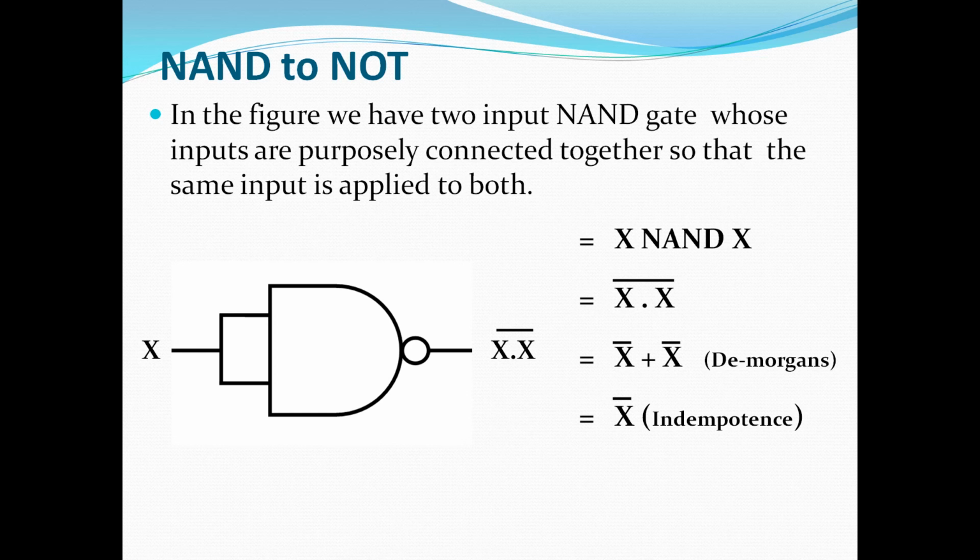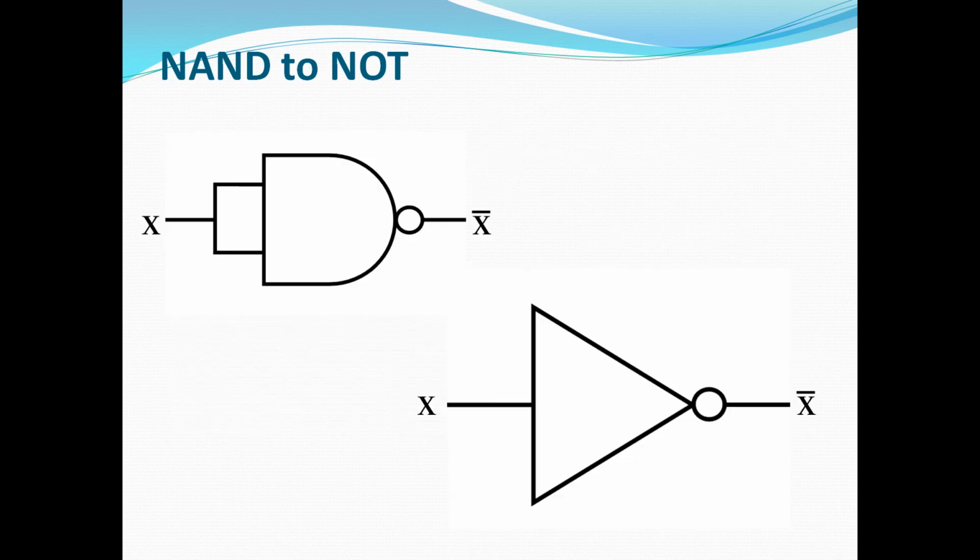So if we use only one NAND gate with both the inputs connected, that is equal to the NOT gate. Here is a figure. In this figure you can see two diagrams. The first one implements the NOT gate using the NAND. The second one is a NOT gate, which has one input and one output. If you give x as the input, x dash will be the output.